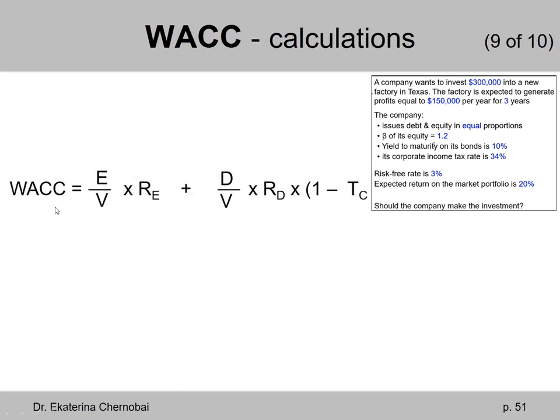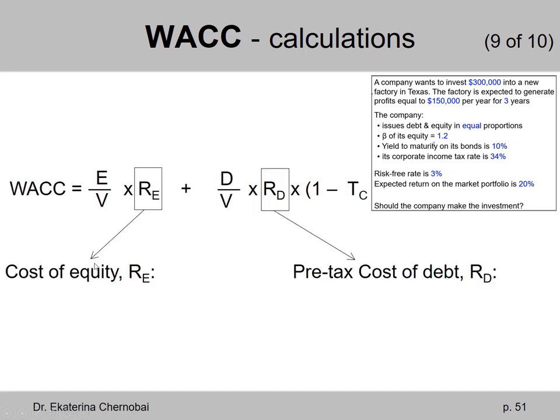Let's start with the weighted average cost of capital formula. Once again, we only have 2 parts in it rather than 3 because we don't have any preferred stock, just debt and equity. So we have the equity component in the WACC formula and the debt component in the WACC formula. Let's start with the cost of equity, RE.